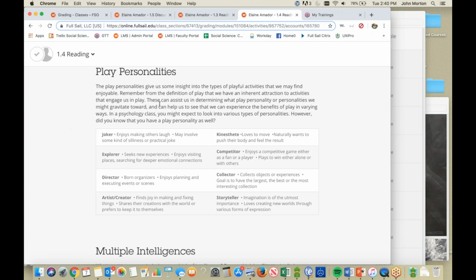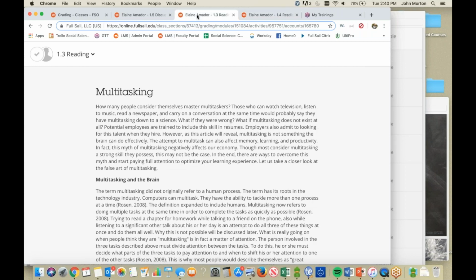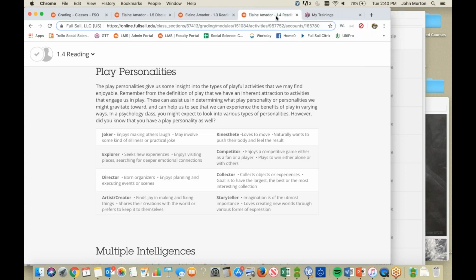What I tell everyone to do, the easiest way to make sure that you've definitely discussed two completely separate topics, is pick one from each reading. Activity 1.3 is a reading and activity 1.4 is a reading. If you pick one topic from each reading, you will definitely be discussing two completely different topics. It won't be an issue.